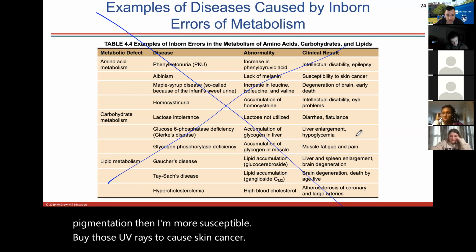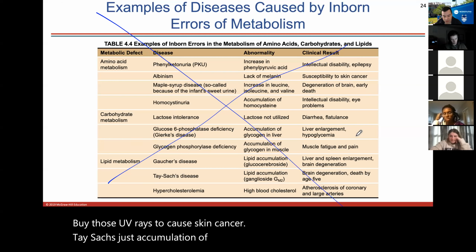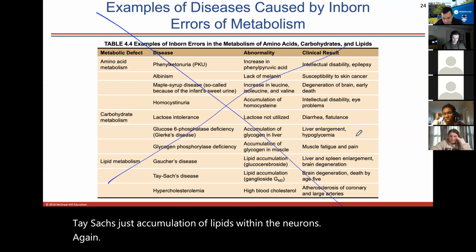Tay-Sachs, just accumulation of lipids within the neurons. Again, as you can kind of see down there, that's not a very good outcome.